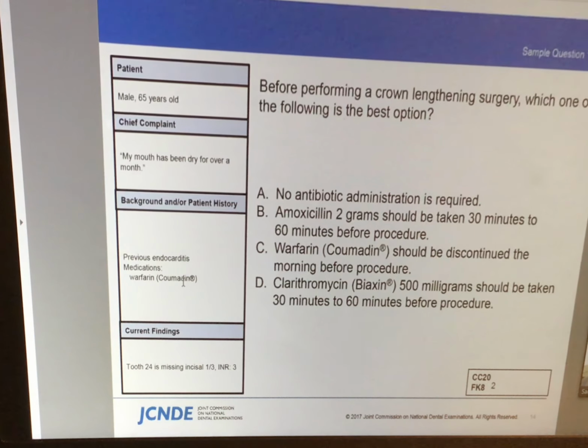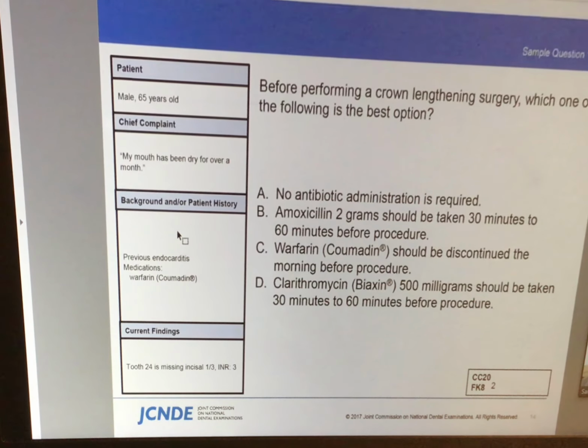If someone asks you for pre-med and you say only, oh, amoxicillin or clindamycin, you're not saying what the pre-medication is, okay? So every time someone asks you what pre-medication you're going to give the patient, you have to make sure that you say amoxicillin 2 grams, 30 minutes to 60 minutes before the procedure, or clindamycin 600 milligrams, 30 minutes to 60 minutes before the procedure. Okay, those are the two things.